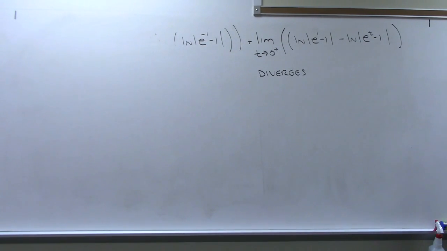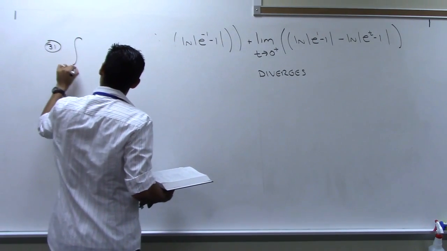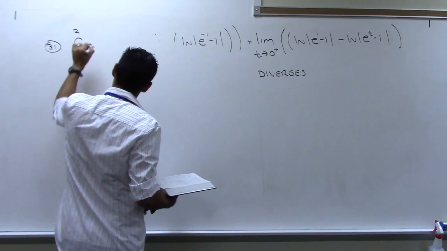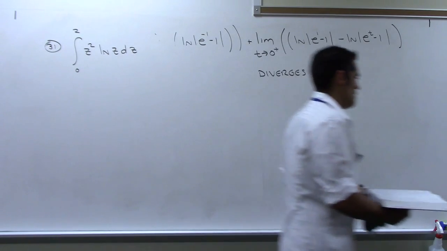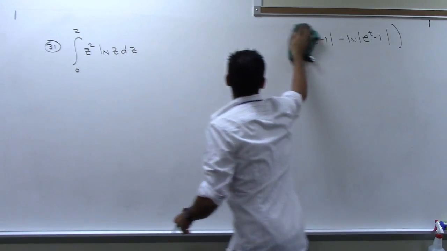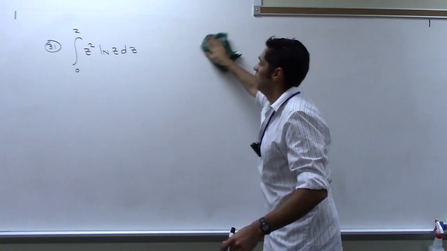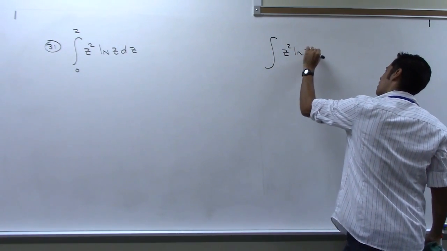Last one, I think. Integral 0 to 2, oh no. Integral 0 to 2 z squared natural log z dz. I'm going to take care of the integration first. So integral z squared natural log z dz.